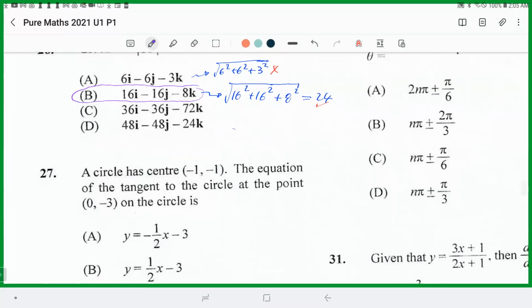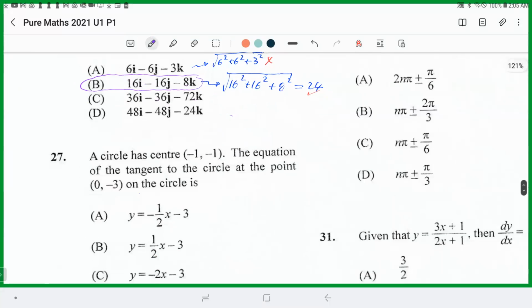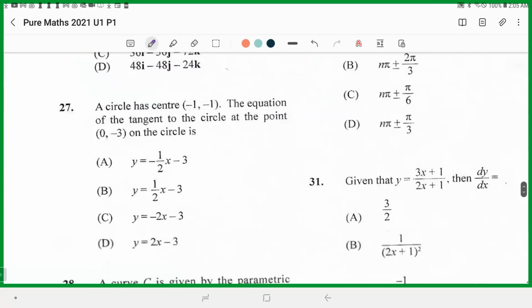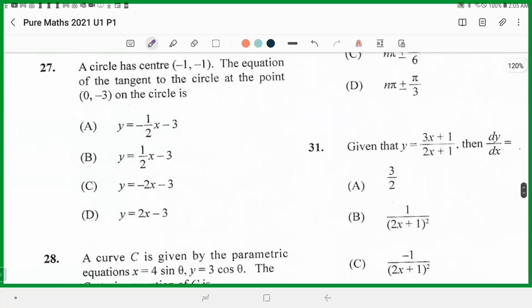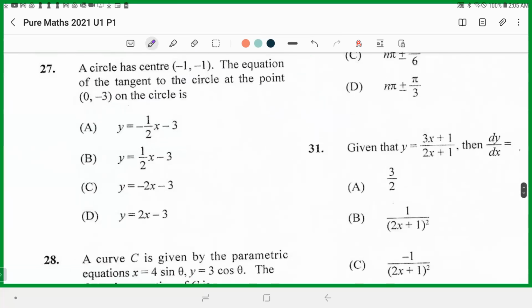I'm at number 27, feeling sleepy. I'm sure we can pick up the pace. This one says a circle has a center of -1, 1, and asks for the equation of a tangent to the circle at the point. So this point is the c value. This is the y-axis and the tangent, and this is c equal to -3.